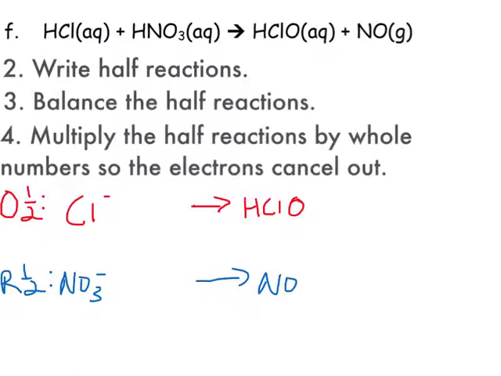Same thing for the nitrate. The N is attached to the O3. That makes NO3 minus. And the N is also attached to the O on the product side, which makes NO. So I have to balance these. How I'm going to do that is as follows.